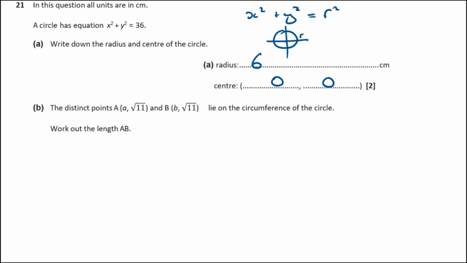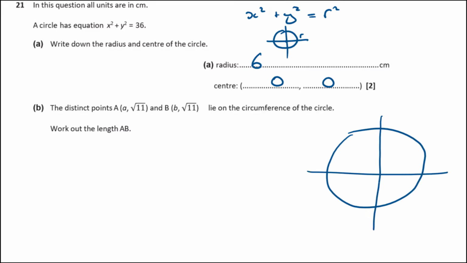Now part B says that the distinct points A, which has coordinates a comma root 11, and B with coordinates b comma root 11, lie on the circumference of the circle. Work out the length AB. So let's draw a slightly bigger sketch so I can add some things onto this diagram. So here's my circle centered on the origin. Now it's got 2 points with height root 11, so they're going to be lying on a straight line, aren't they?